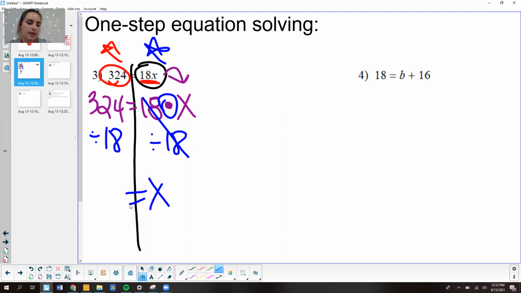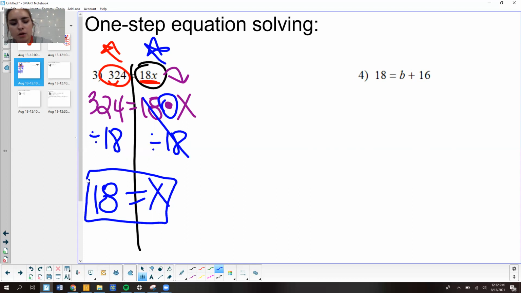324 divided by 18, that's going to give us 18. All right. Last but not least, we're going to do one more one-step equation together. You're going to do some on your own.